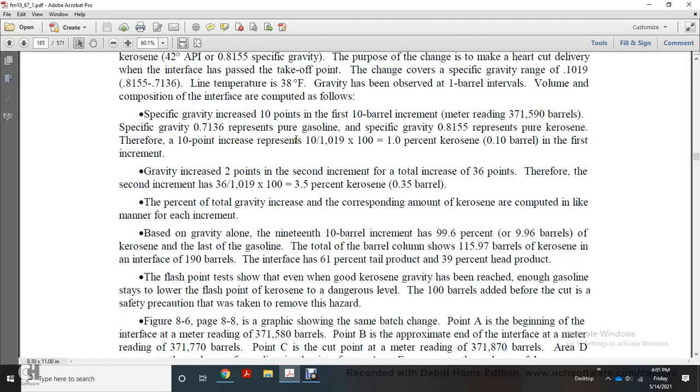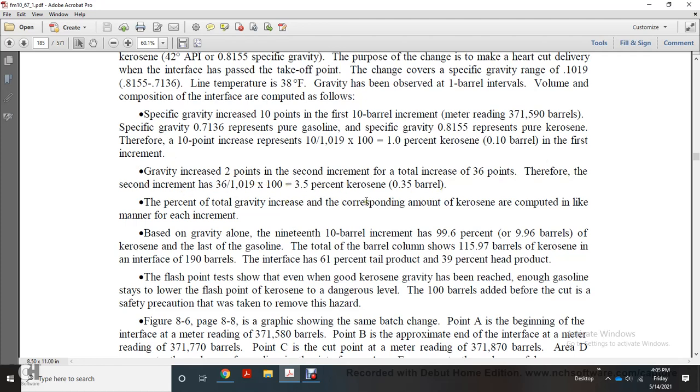Therefore, the 10-point increase represents 10 divided by 1,019 times 100, or 1.0% kerosene, or 0.110 barrel in the first increment. The gravity increases 26 points in the second increment, for a total increase of 36 points. Therefore, the second increment is 36 divided by 1,019 times 100, or 3.5% kerosene.